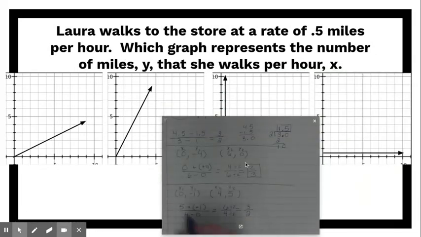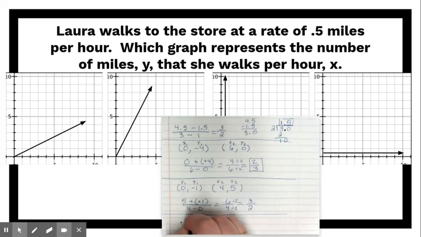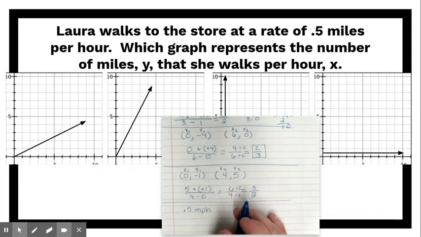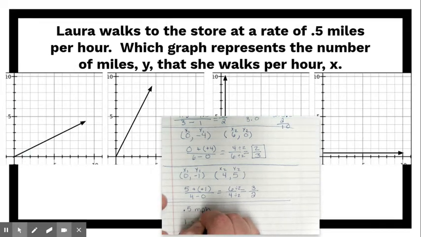Laura walks to the store at a rate of 0.5 miles per hour. Okay, MPH is miles per hour. Which graph represents the number of miles, y, that she walks per hour, x? So miles is y. So she's going 0.5 miles per hour. So that's y. Okay, miles are up here and hours here. So for every hour, she's walking a half a mile. So let's look at this. After 1 hour, we know she goes a half a mile.